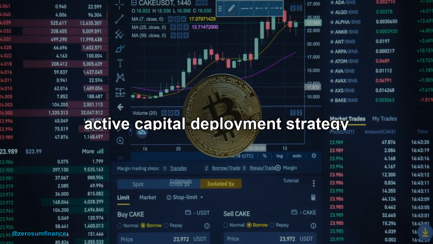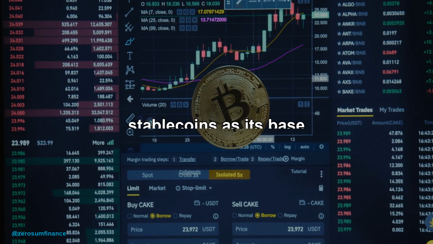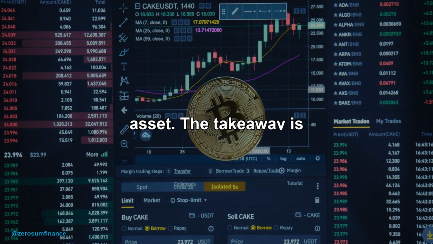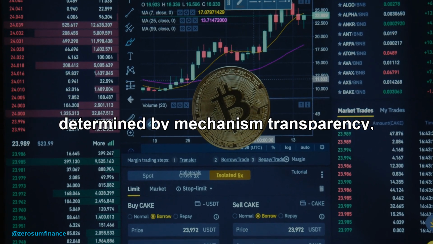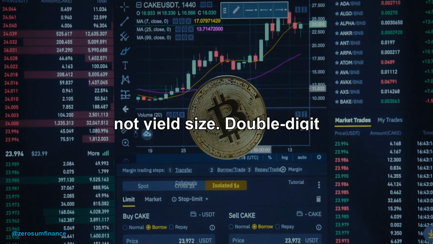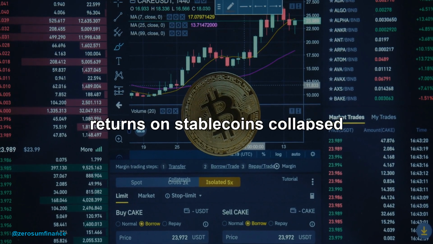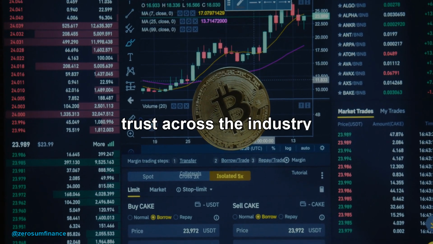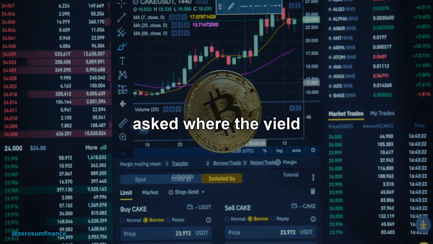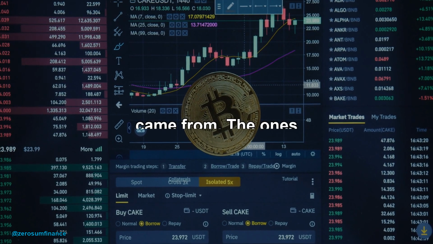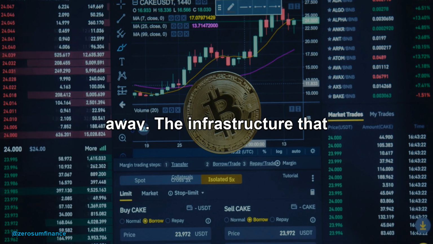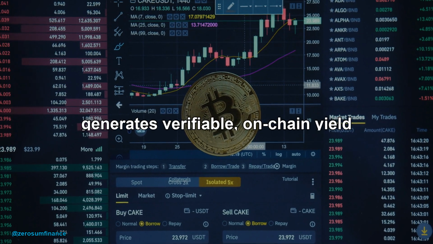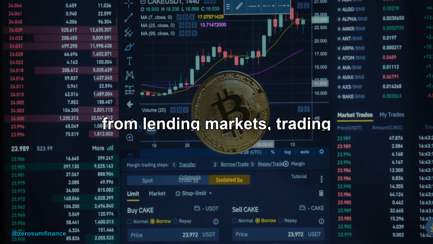The takeaway is this: yield legitimacy is determined by mechanism transparency, not yield size. Double-digit returns on stablecoins collapsed trust across the industry because most people never asked where the yield came from. The ones who asked and could not get a clear answer should have walked away. The infrastructure that generates verifiable on-chain yield from lending markets, trading fees, and governed incentives did not collapse. It kept running.